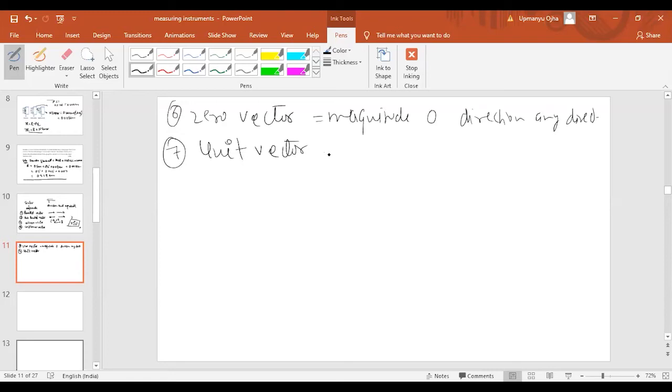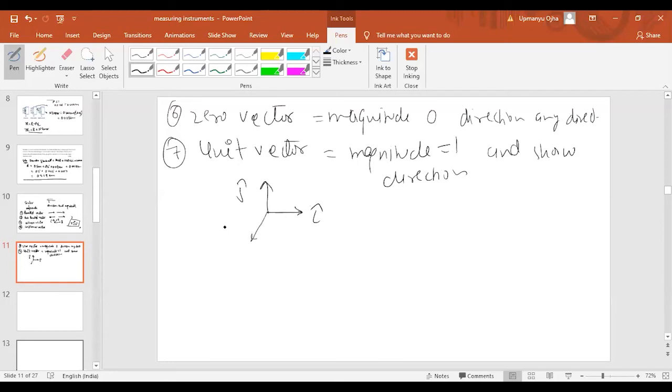A unit vector has magnitude equal to 1 and it shows direction. To represent direction along the x-axis, we use i cap. So i cap is the unit vector along the x-axis. Then we have j cap, the unit vector along the y-axis. Then k cap, the unit vector along the z-axis. So a unit vector is one whose magnitude is 1 and it shows only the direction.